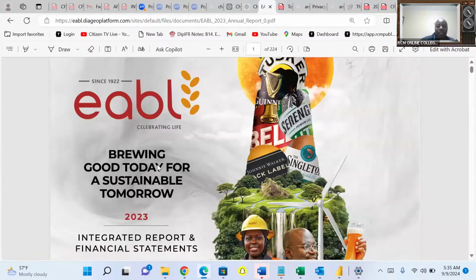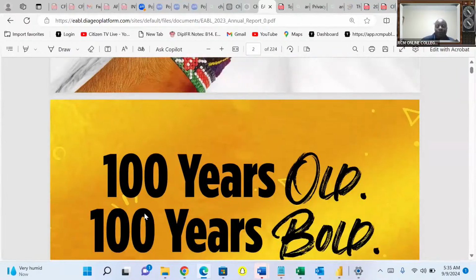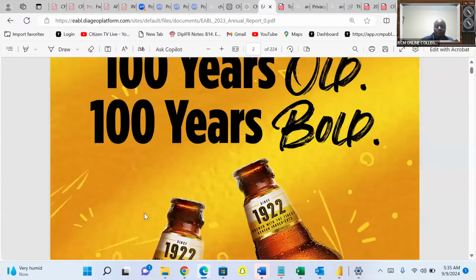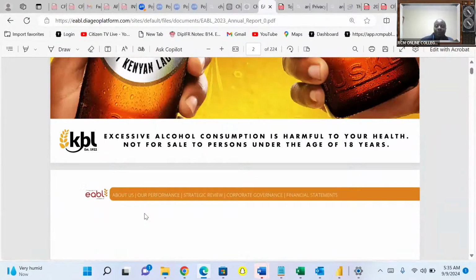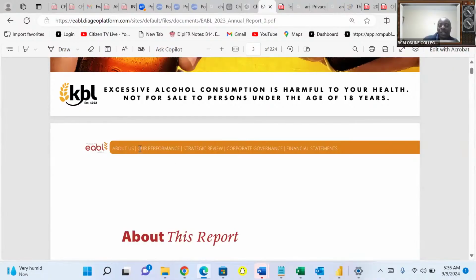Brewing good today for a sustainable tomorrow. It is a 2023 integrated report and financial statements. 100 years old, 100 years bold. Tusker, finest Kenyan lager. There's a rider here: excessive alcohol consumption is harmful to your health, not for sale to persons under the age of 18. So you can see the overview about us, our performance, strategic review, corporate governance, financial statements.